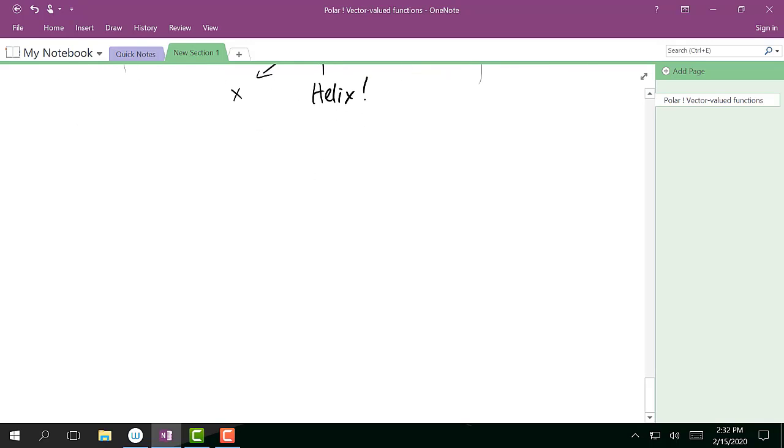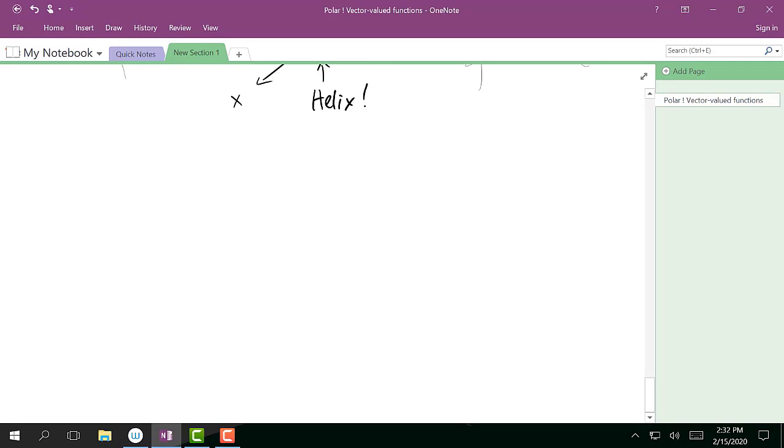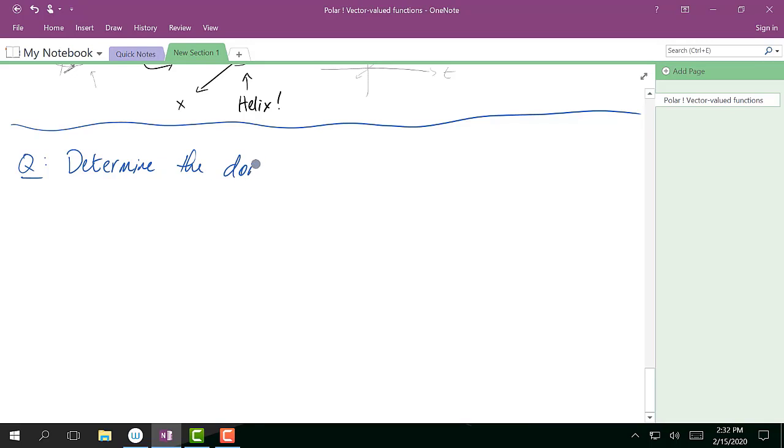Okay. So let's get that big marker going again. I like that one. A little smaller. Last question: determine the domain of the vector valued function r of t equals cosine of t, natural log of 4 minus t, and square root of t plus 1.